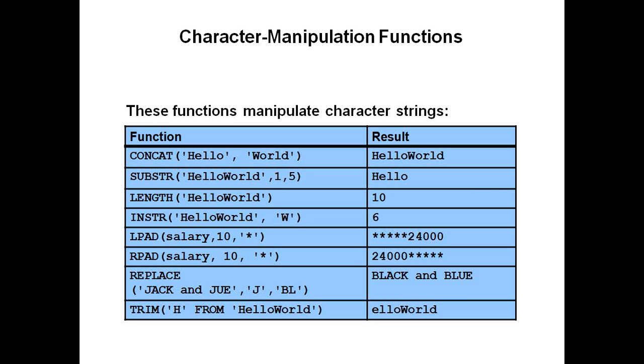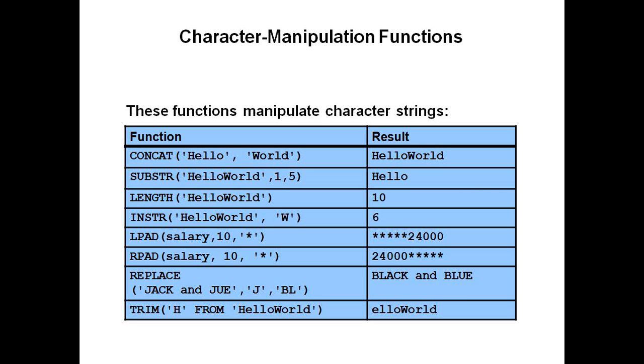And then we have the replace function. So if you want to replace a particular keyword or particular word or particular letters in a word, you can do that. So in the example you can see there is a word called Jack and Joe, and we want to replace J with BL. So what happens ultimately is Jack and Joe, when J is replaced with BL, will become Black and Bloe.